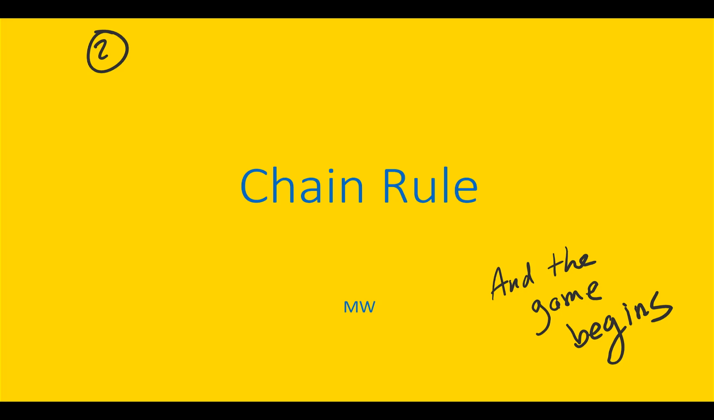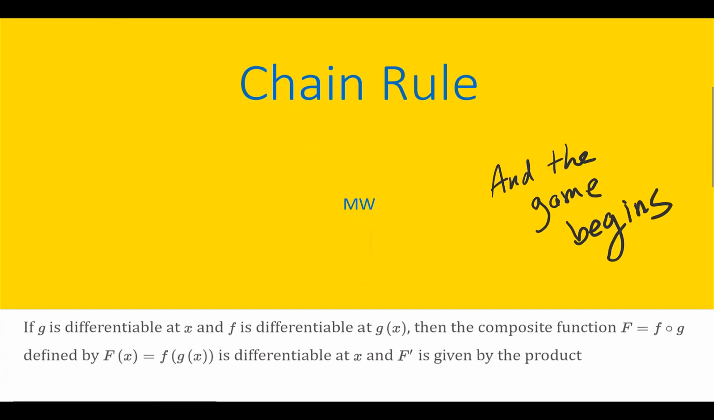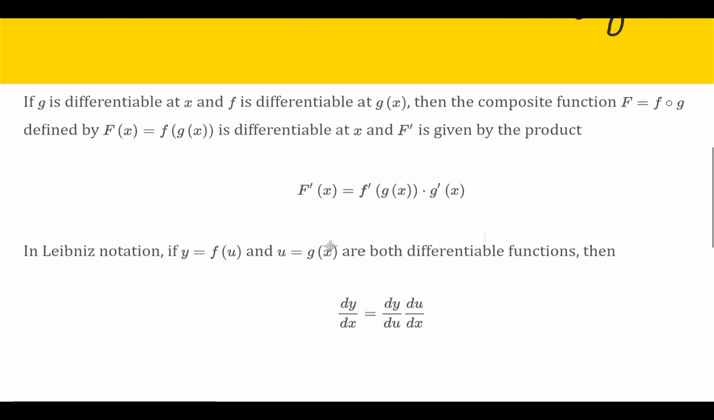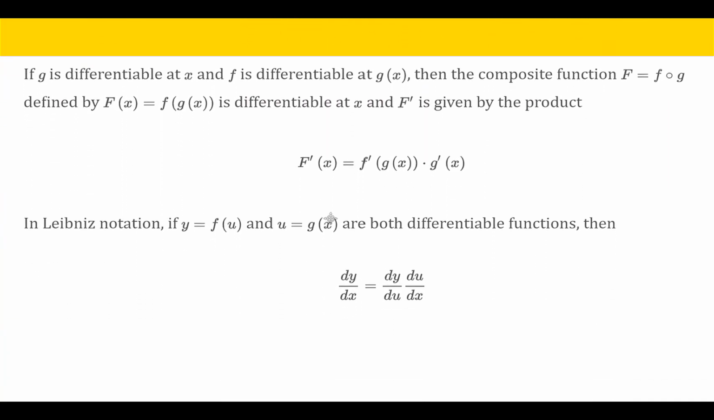Moving on, diving into the chain rule, let's see how it works. If g is differentiable at x and f is differentiable at g of x, then the composite function big F, equal to f composed with g, defined by big F of x equals f of g of x, is differentiable at x.